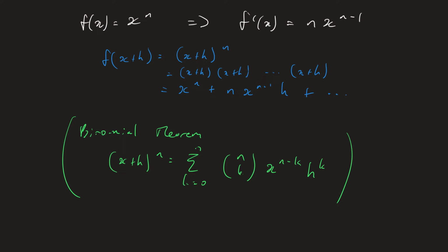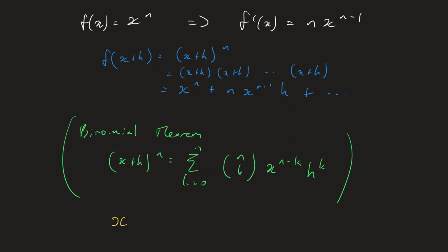Then to expand this out, well, the first term will be x times x times x times x. We get our x to the n here. Our next term will consist of choosing x from all but one of these terms and h from one of these terms. And there's n ways of doing that. So we get x to the n plus n x to the n minus 1 times h plus, and every other term here will involve 2 or more h's. This also follows immediately from the binomial theorem, if you know what that is.